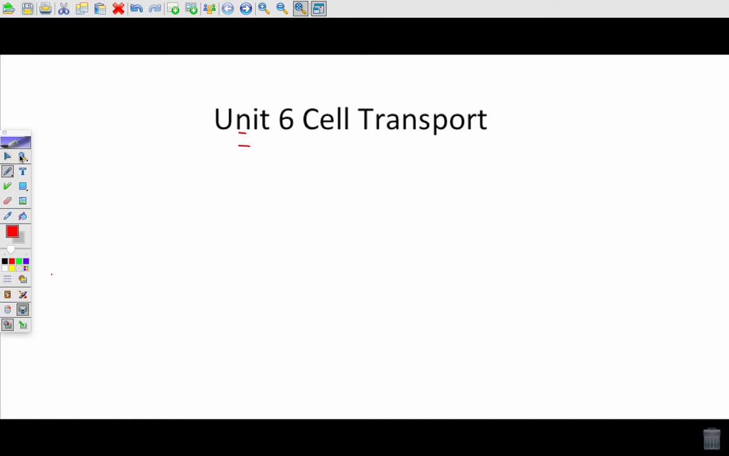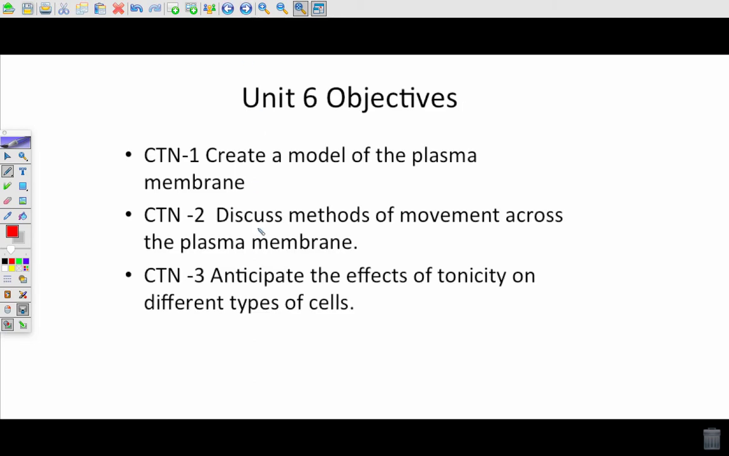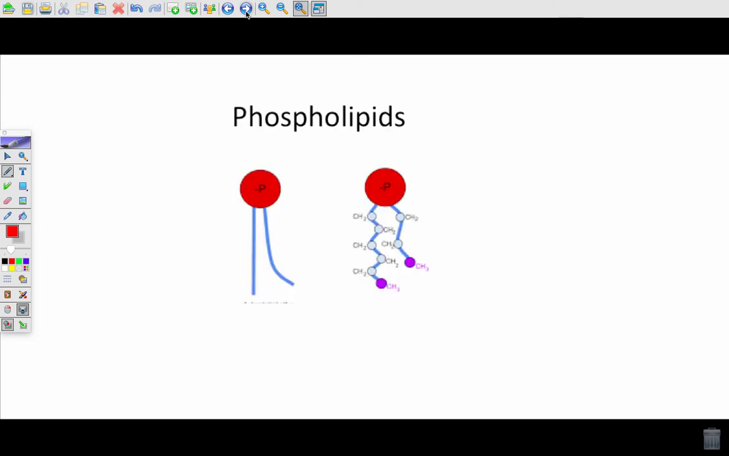Okay, so cell transport. Here are the objectives. We'll get through all of these objectives in this lecture. Okay, we can start with phospholipids.